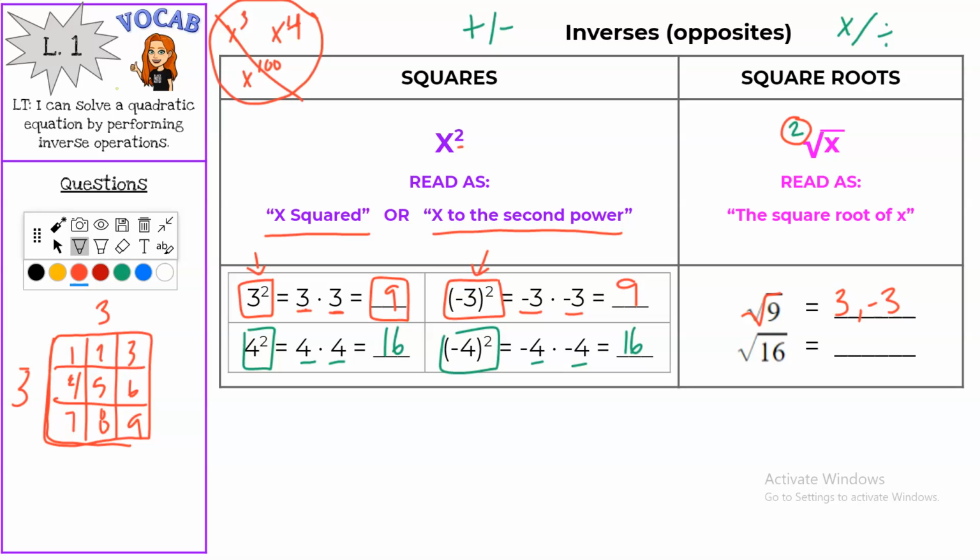And then also for the square root of 16, we look over here, 4 squared gave us the answer of 16. So 4 is one of our answers, and negative 4 squared gave us the answer of 16. So negative 4 would also be an answer. So that's your vocab for lesson 1. Now you are ready to take your notes.